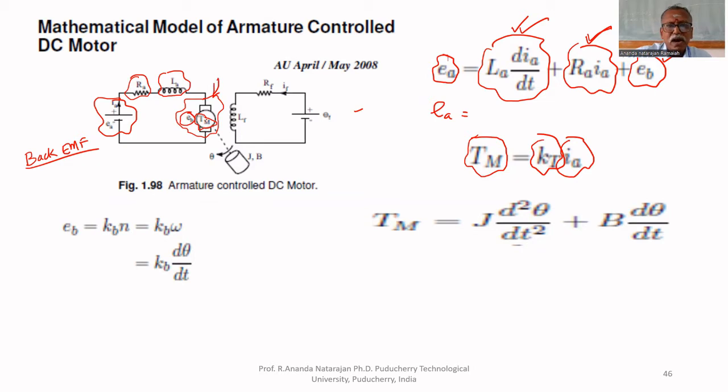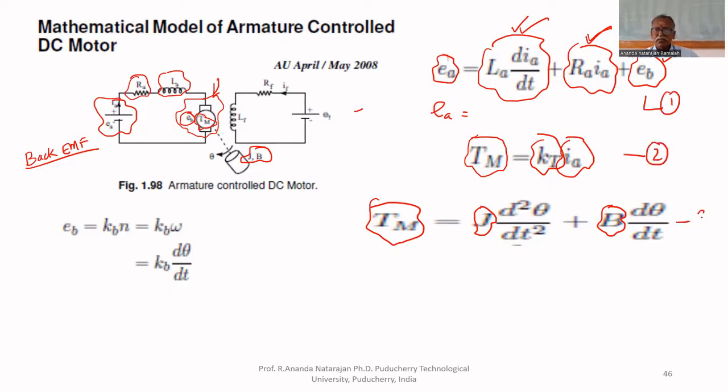But this armature is connected to a load. That load has an inertia of J and a dashpot V. Therefore, this mechanical torque equal to J d square theta by dt square plus V d theta by dt. This is the first equation, this is the second equation, this is the third equation. These are the three equations.